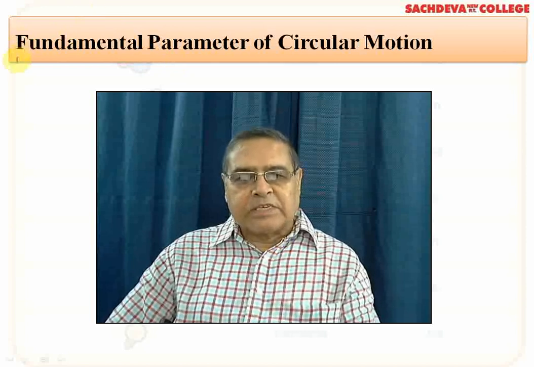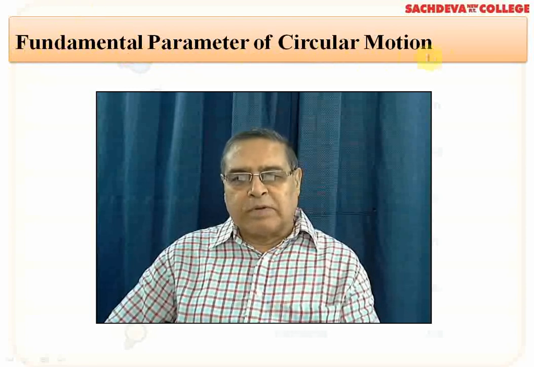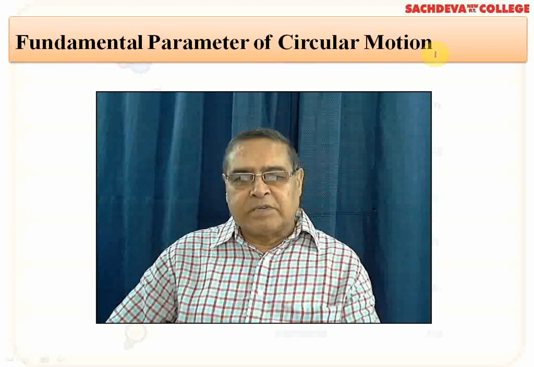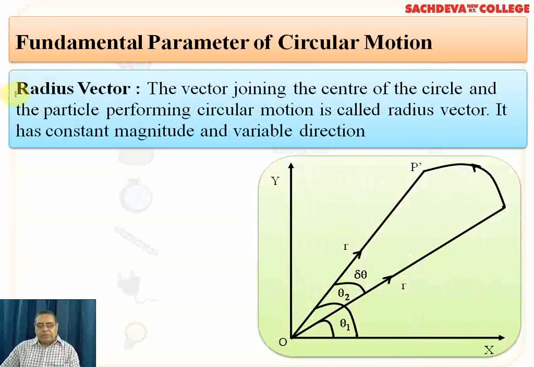Now, first of all, we will discuss the fundamental parameters of circular motion. What are the fundamental parameters of circular motion? First of all, we have to go through the radius vector. As you are seeing in the figure, O to P is the radius vector directed towards P. OX and OY are the x-axis and y-axis, and the angles are given as theta 1 and theta 2. Delta theta is the change in angle. The arc meeting at P represents the angular displacement.